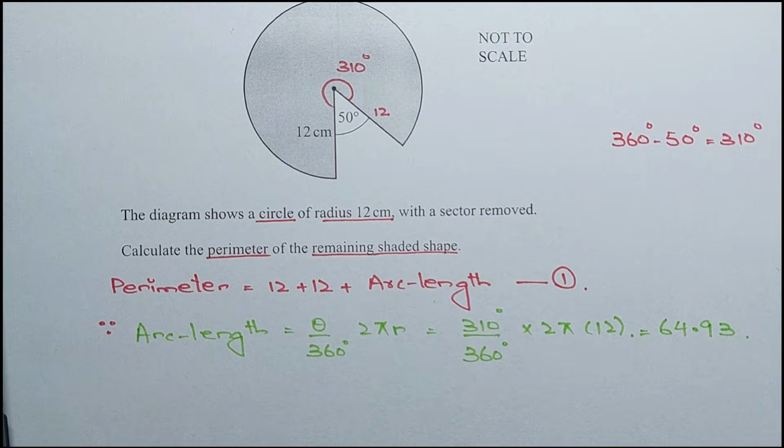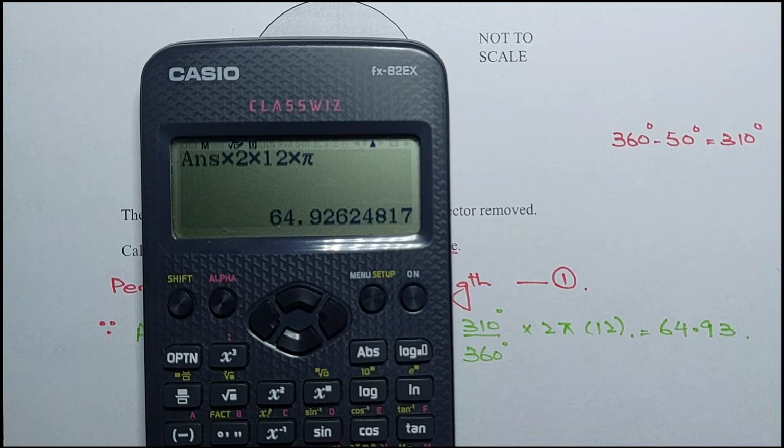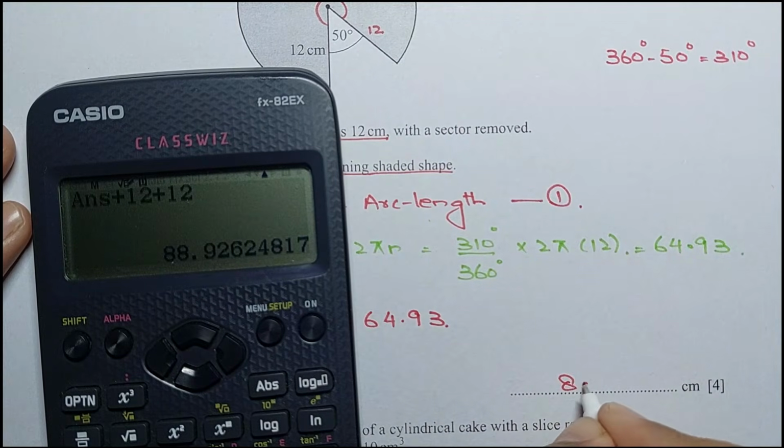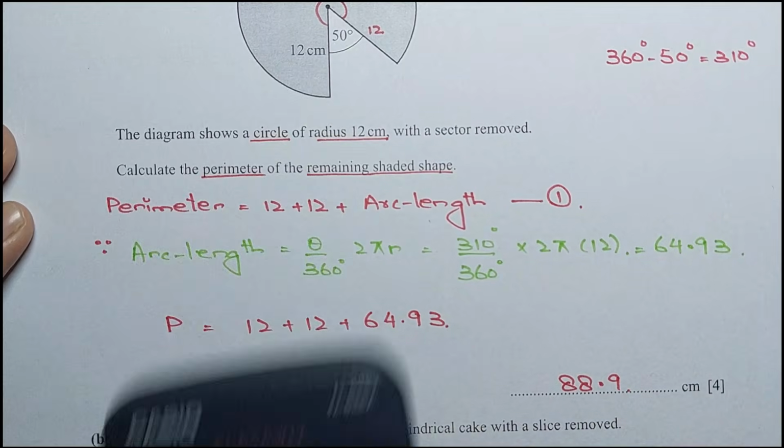Substitute it into the first equation. So we can say the perimeter is 12 plus 12 plus 64.93. This added to 12 plus 12, this is 88.93, or we can say 88.9 centimeter.